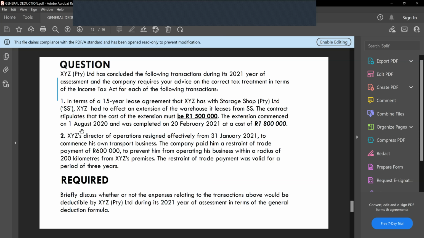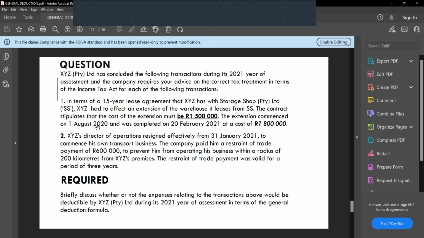Number 2, XYZ's Director of Operations resigned effectively from the 31st of Jan 2021 to commence his own transport business. The company paid him a restraint of trade payment of 600,000 rand to prevent him from operating his business within a radius of 200 kilometers from XYZ's premises. The restraint of trade payment was valid for a period of 3 years.